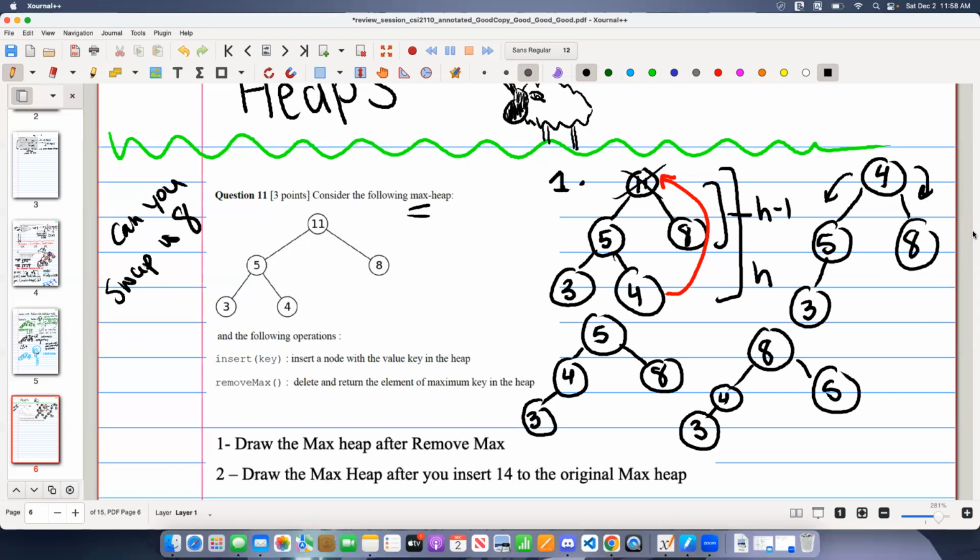Any other questions relating to this? No, there wouldn't be a difference really. Removing the max.